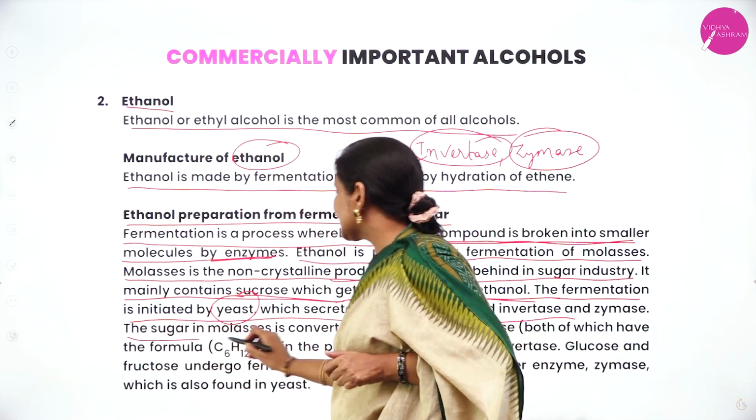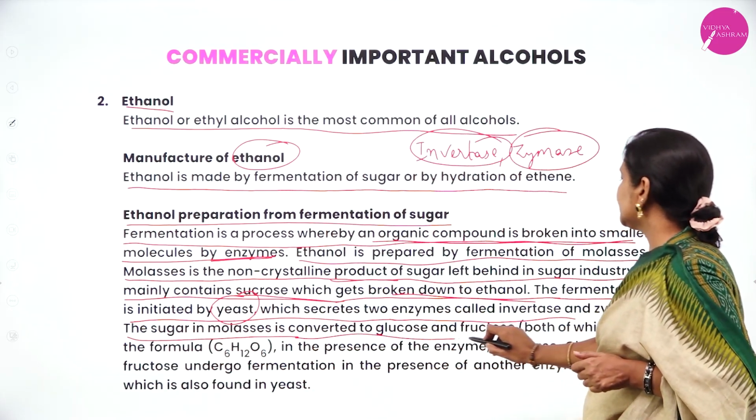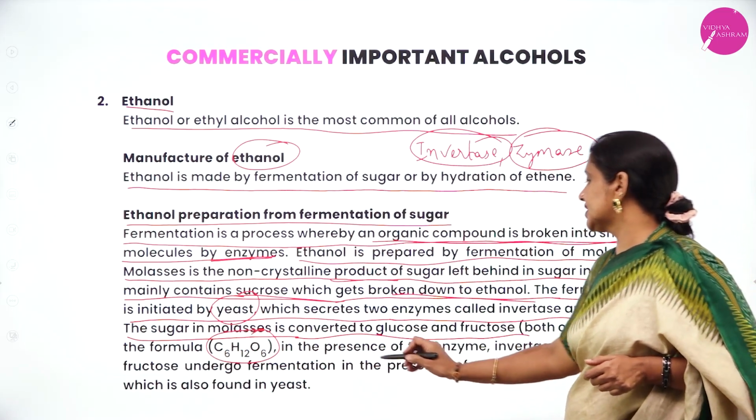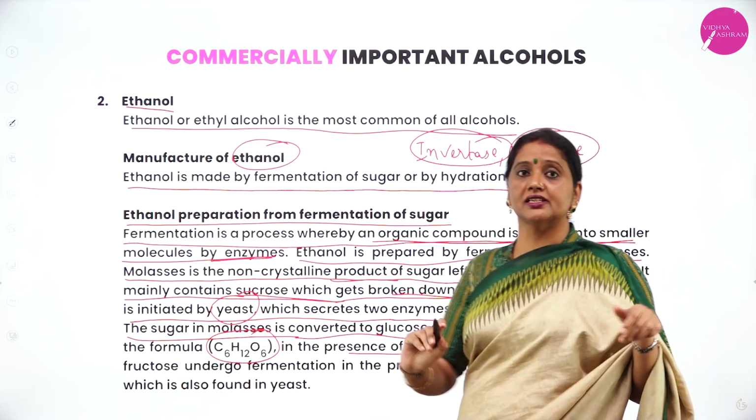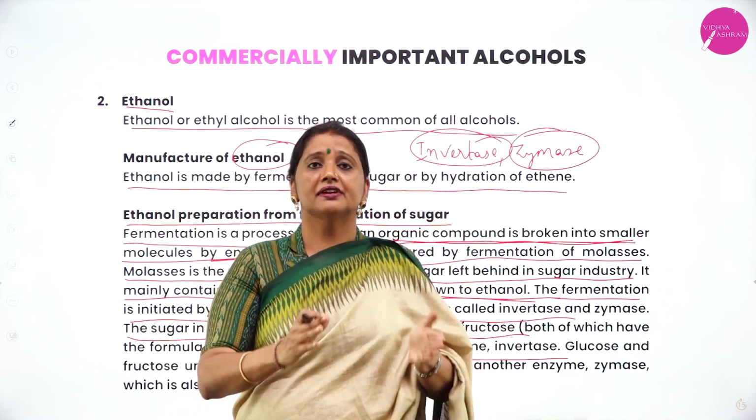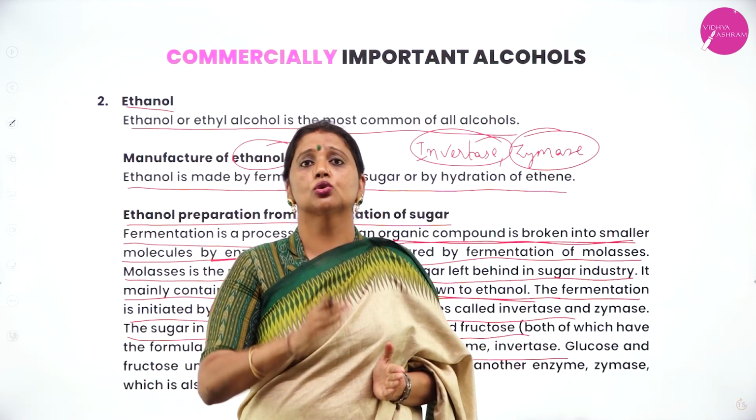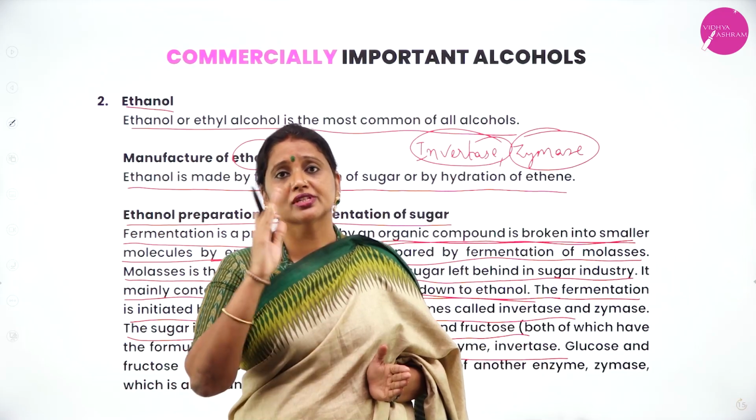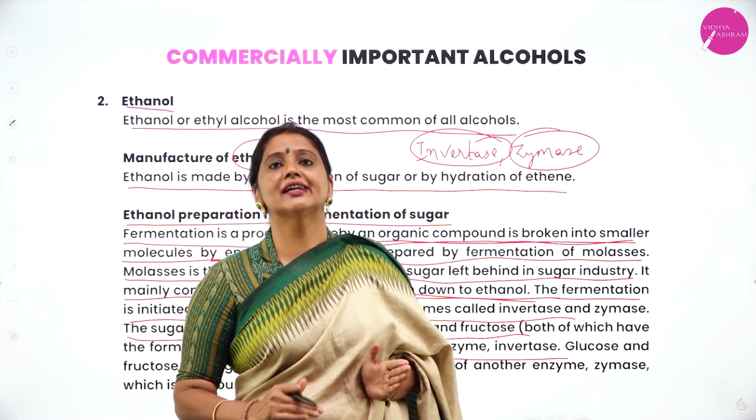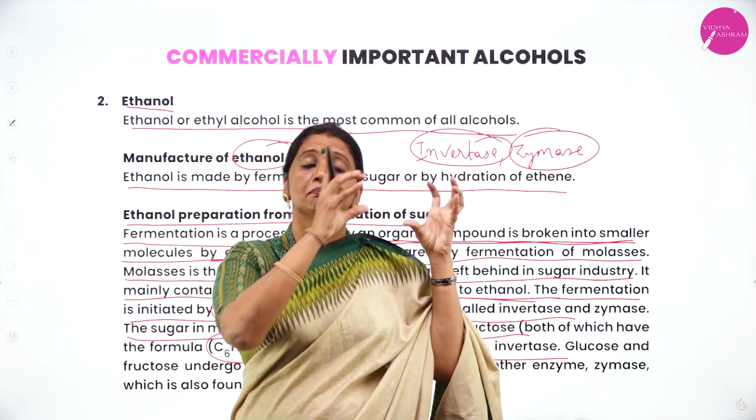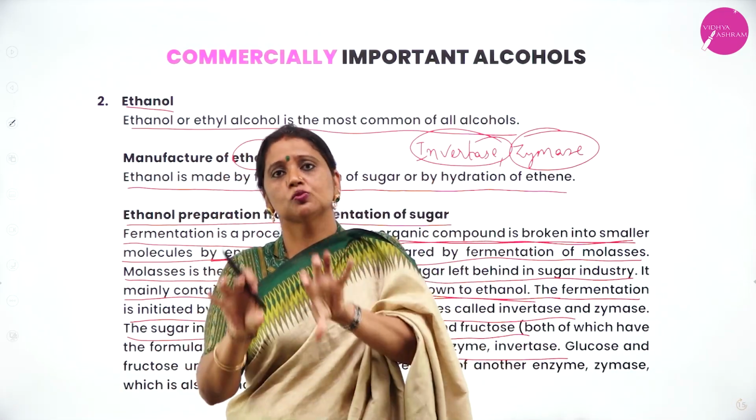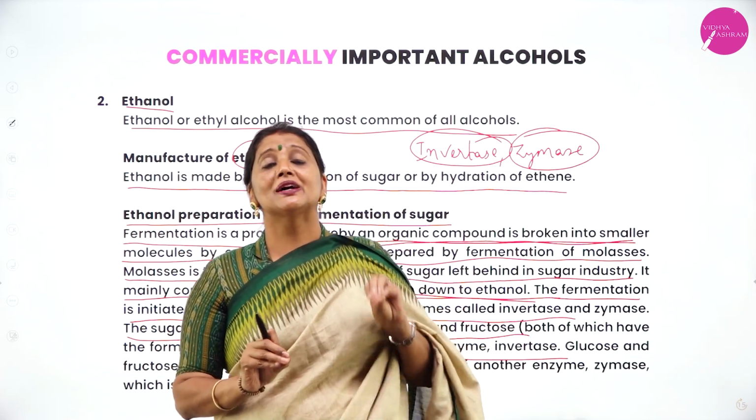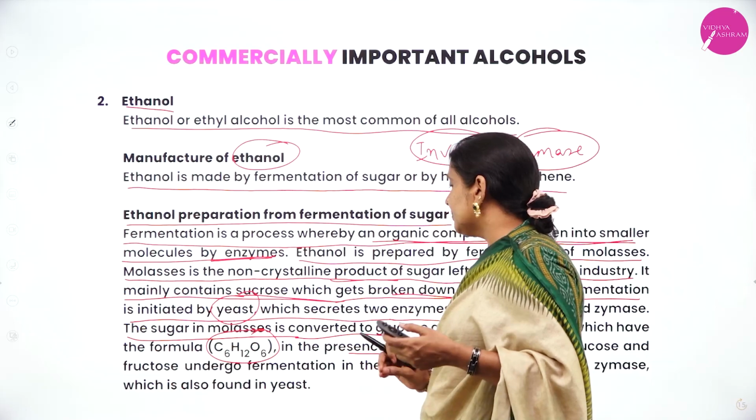The sucrose in molasses is converted to glucose and fructose, which have the same molecular formula C6H12O6, in the presence of enzyme invertase. Invertase hydrolyzes sucrose into glucose and fructose. Zymase converts glucose and fructose into ethanol and carbon dioxide. Here, bigger organic molecules are converted into smaller ones in the presence of enzymes. Therefore, this reaction is called fermentation.